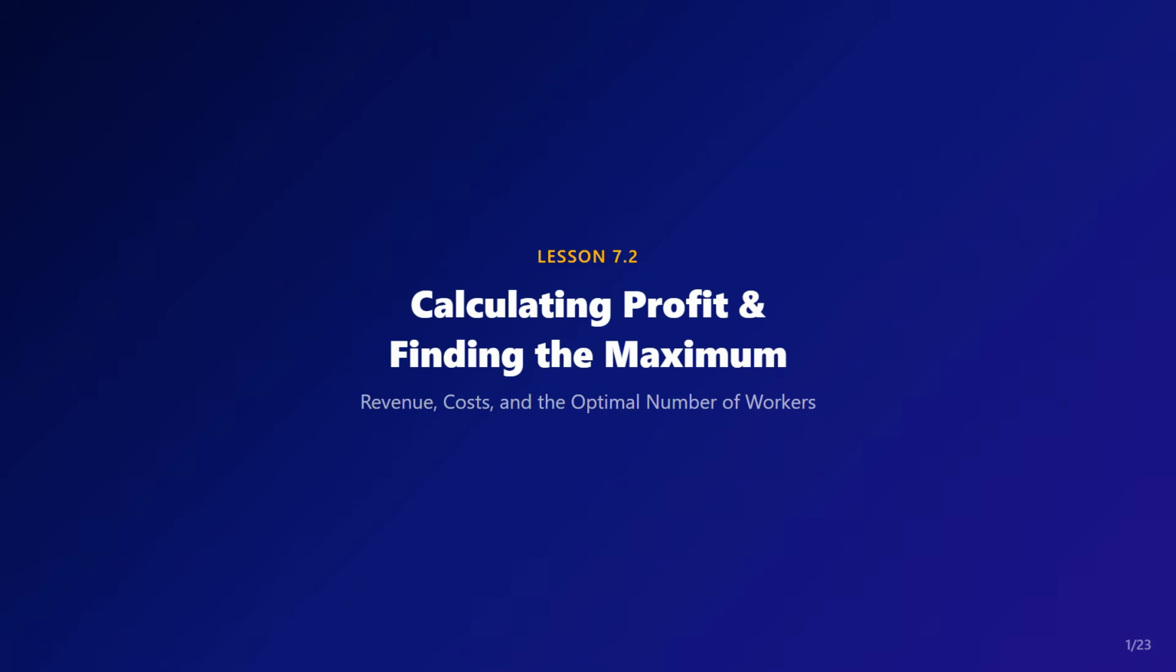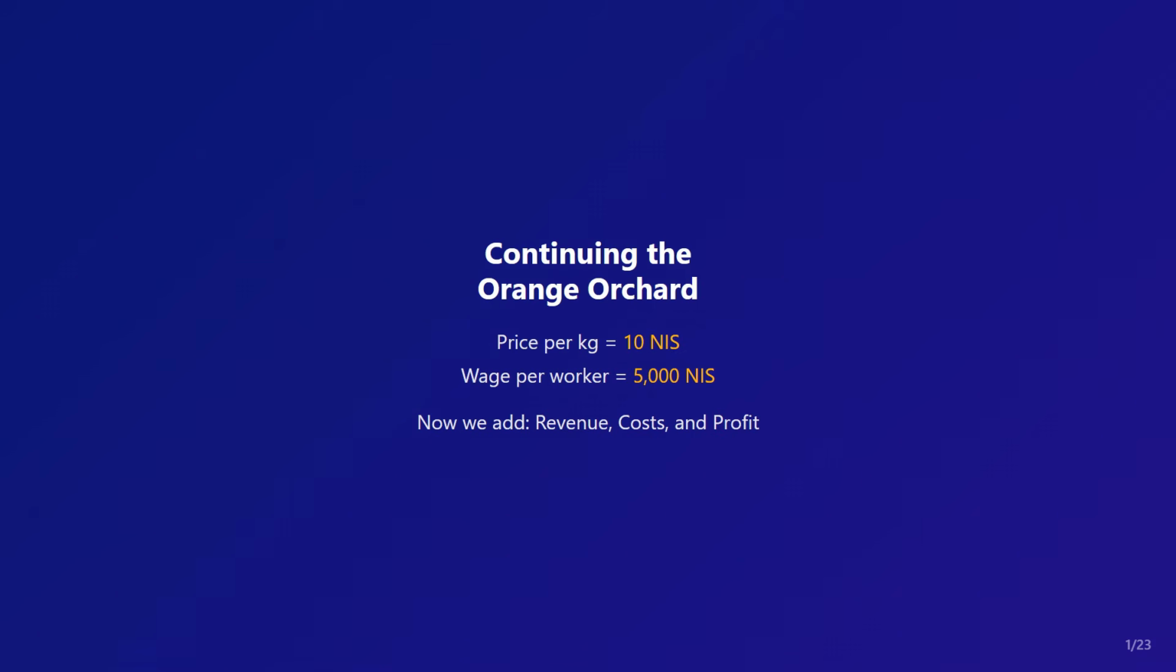The price per kilogram of oranges is 10 shekels, and the wage per worker is 5,000 shekels. In the previous part, we built the columns for total output, marginal output, and marginal value product. Now, we'll add 3 new columns: revenue, labor expenses, and profit. The formulas we'll use. Before we start calculating, let's recall the basic formulas we'll work with.